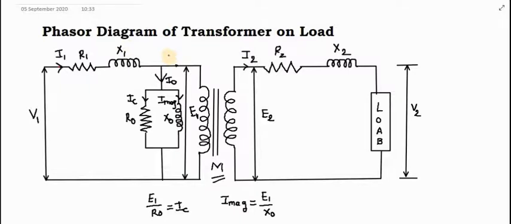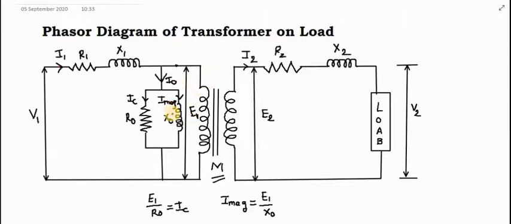Then to this ideal transformer, we have added the different imperfections of the actual transformer by adding some circuits or impedances, inserting them between the supply terminals and the primary winding and between the secondary terminals and the load connected across the transformer. In this equivalent circuit, R1, X1, R2, X2 represent the resistance and leakage reactances of the primary and secondary of the actual transformer in lumped form.